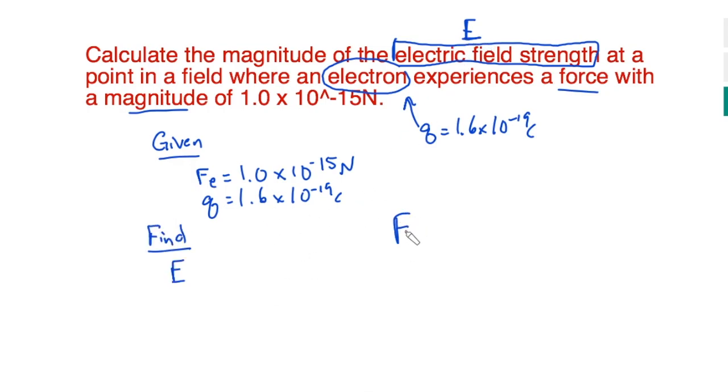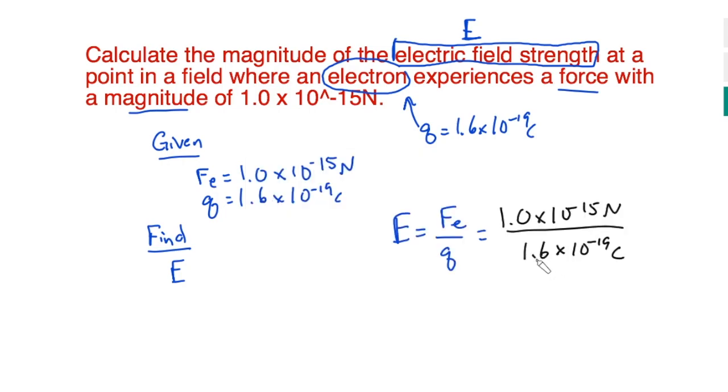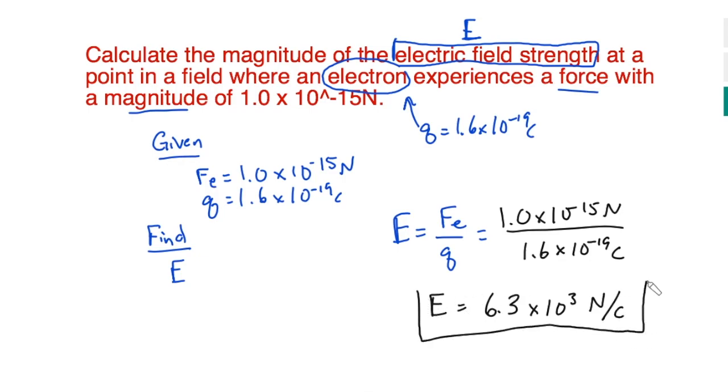So we look at the formula. Very simple. Fe over Q. We could substitute into that formula now. All right, and yes, this is an electron, but we're just looking at the magnitude right now. So we see that the E, when we do some fancy math, is going to come out to 6.3 times 10 to the third newtons per coulomb, which is the unit for electric field strength. It's really as simple as that.